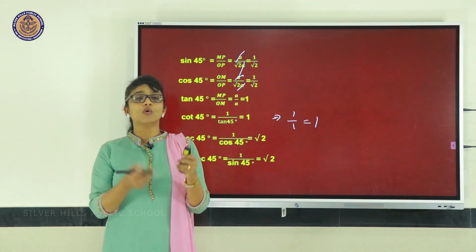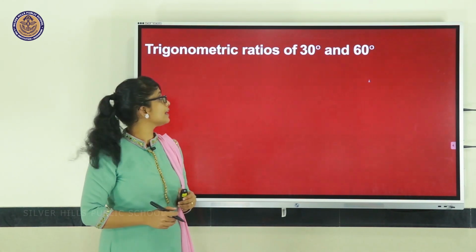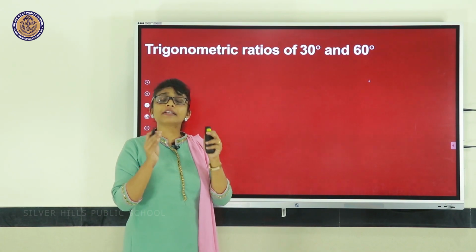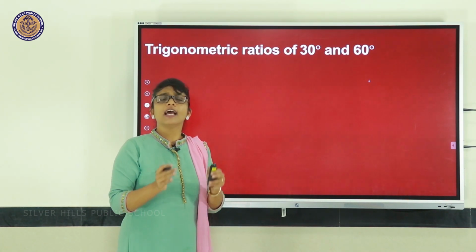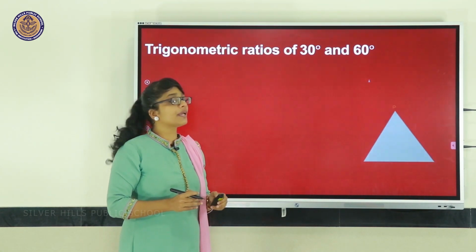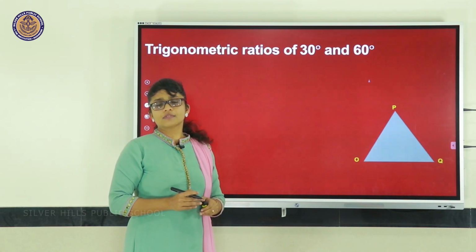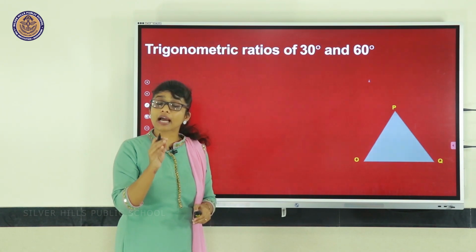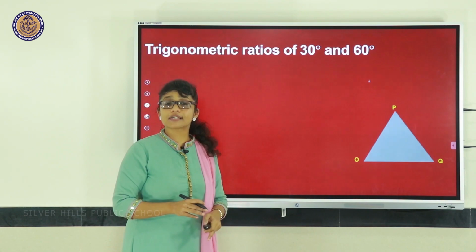Now, let us move next to trigonometric ratios of 30 degree and 60 degree. For finding the trigonometric ratios of 30 degree and 60 degree, let us consider an equilateral triangle POQ. But usually in trigonometry, we are using only right angle triangle. But here it is an equilateral triangle.